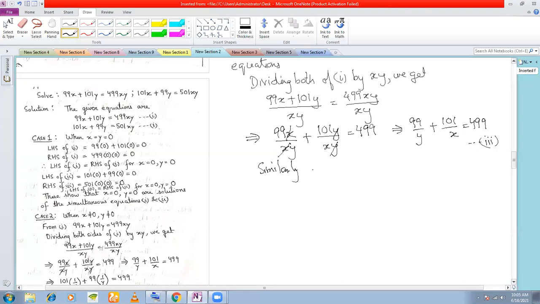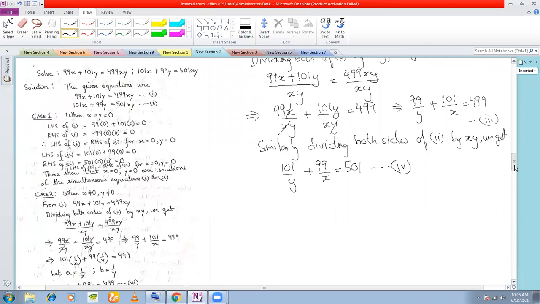Similarly, dividing both sides of 2 by xy, we'll get 101 by y plus 99 by x is equal to 501. Call this 4.